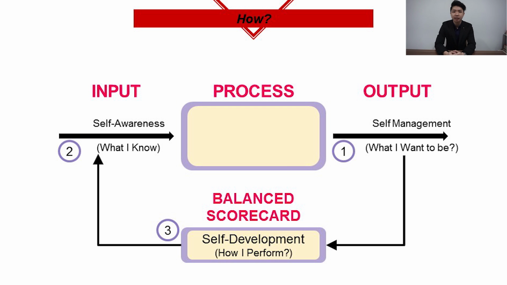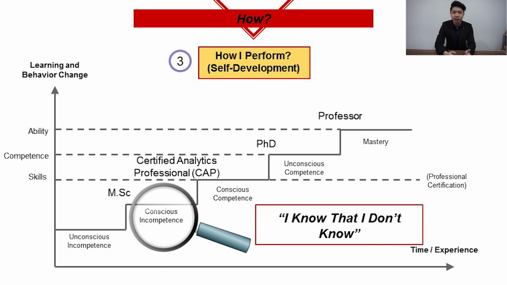In the balanced scorecard, I realized that I'm currently in the phase of conscious incompetence, which is I know that I don't know. Therefore, I need to improve my skills by pursuing an MSc degree, improve my competence by achieving CAP, then aiming for a PhD degree and professional degree to achieve the real ability.